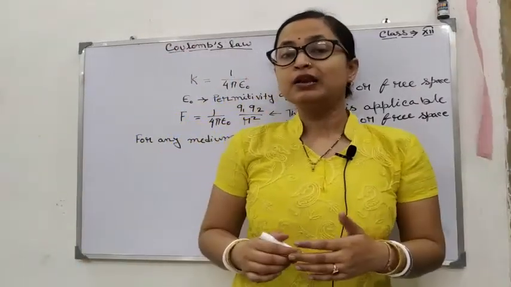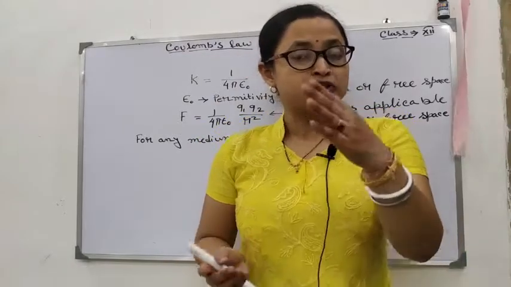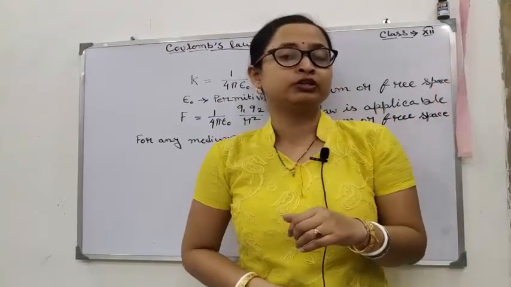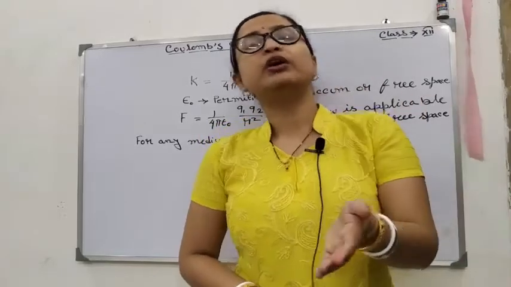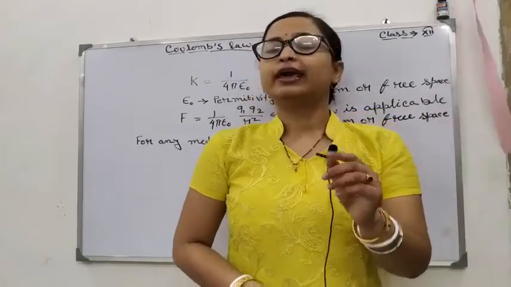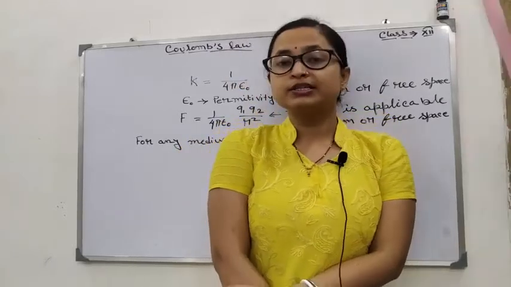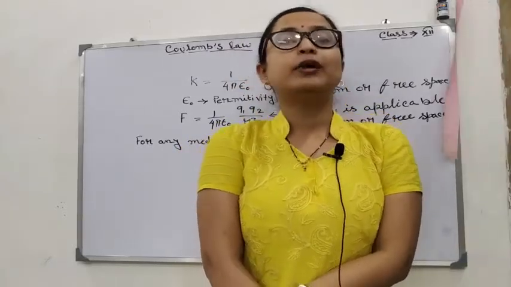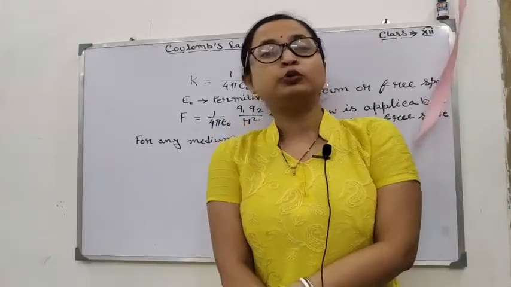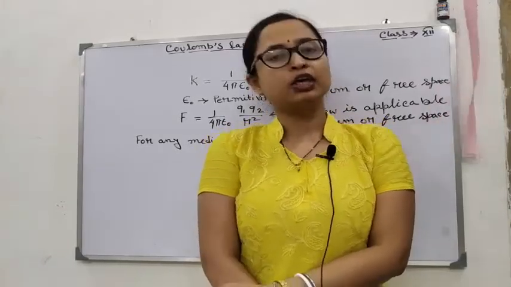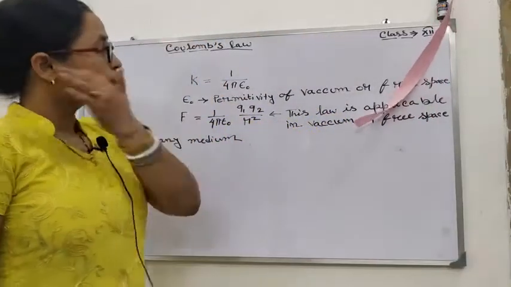So here we have learned the value of k depends on the medium as well as the unit system you are using, that means the SI unit or CGS unit. Here I told you the value of k in free space is 9 into 10 to the power 9 Newton meter square per coulomb square. That means here we have used the SI unit. Clear? So this is the law for free space.